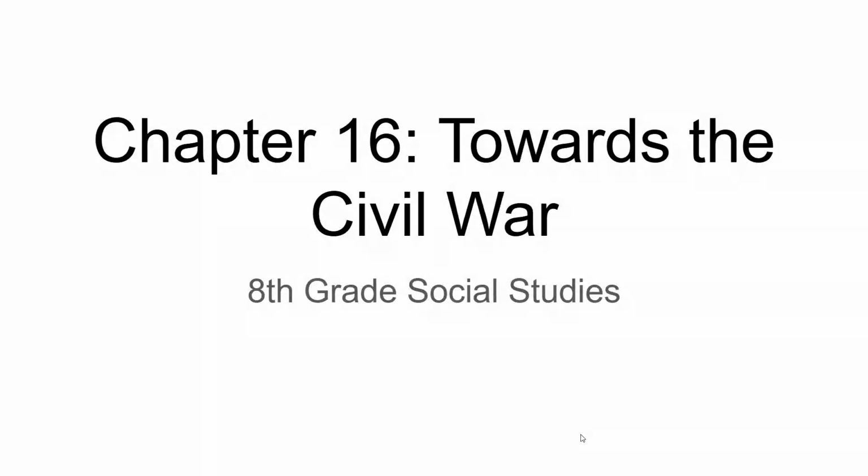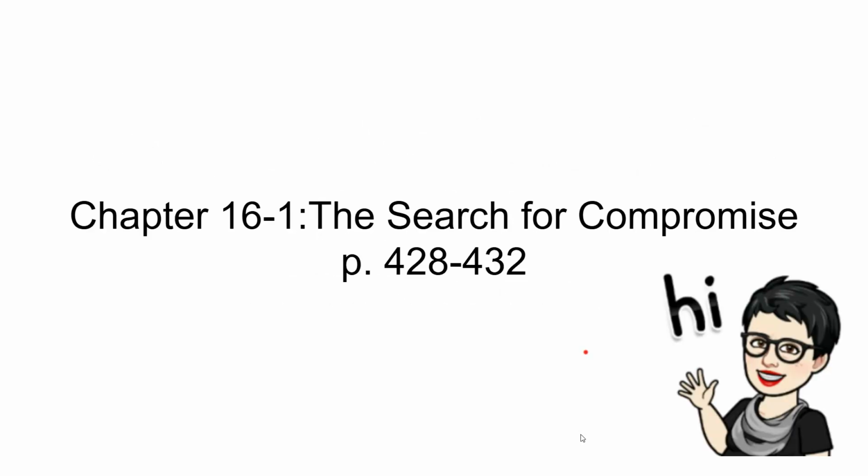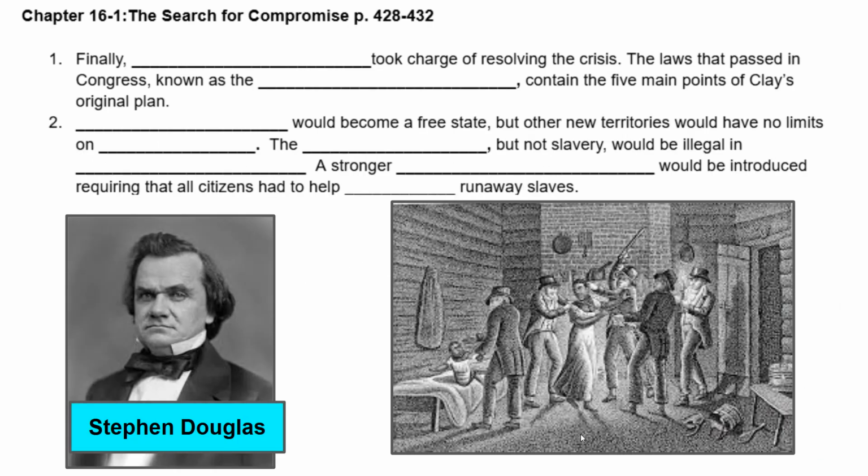We're going to talk about how the United States was moving towards the Civil War. And more specifically, in section 1, we're going to talk about some of the compromises that were made during this era of time, some of which were probably pretty bad compromises because they brought us closer to the Civil War.